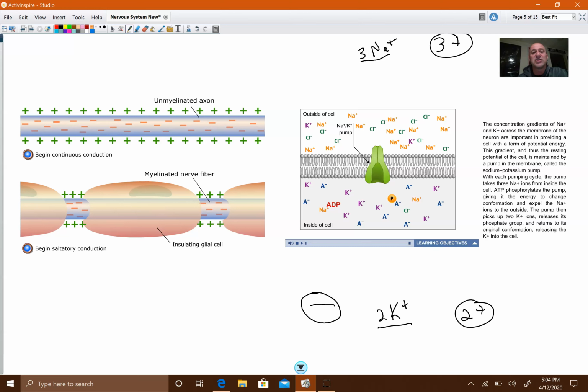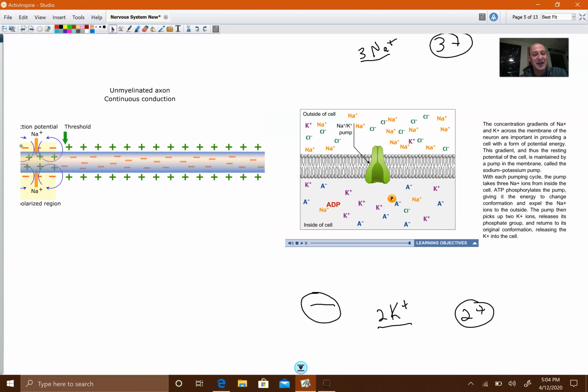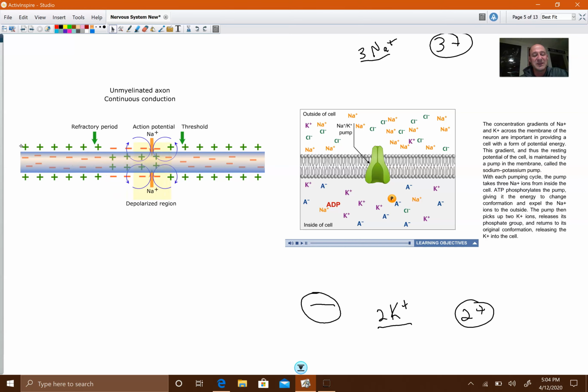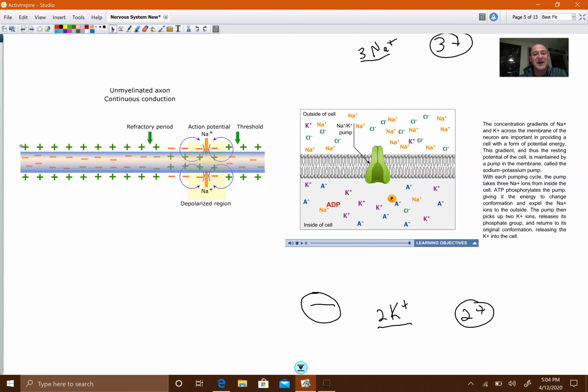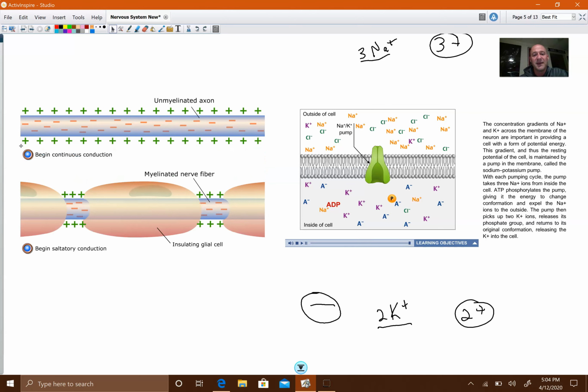If we take a look at the picture on the left side, here we have an unmyelinated axon. This is a nerve cell that does not have myelin, doesn't have Schwann cells. Watch what happens when we send an action potential through here. Sodium and potassium are switching places. The sodium rushes in, making it positive, and then it becomes negative behind it. So you have this continuous conduction, but it's very slow.